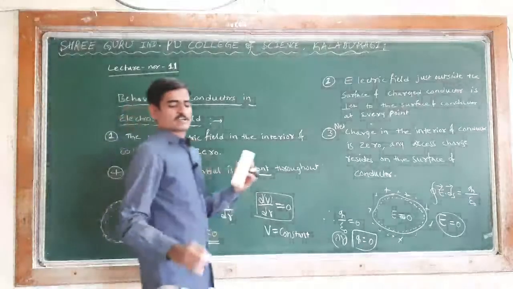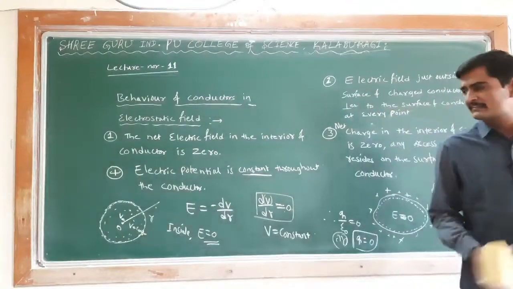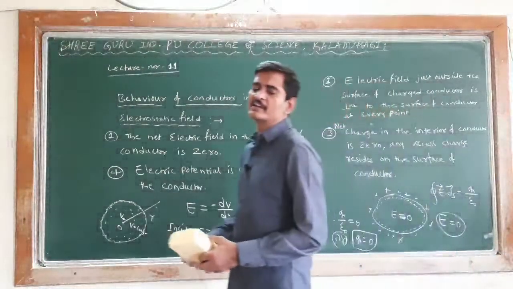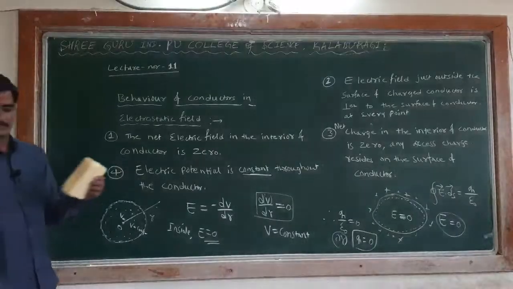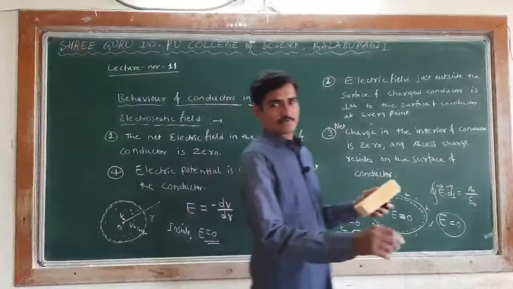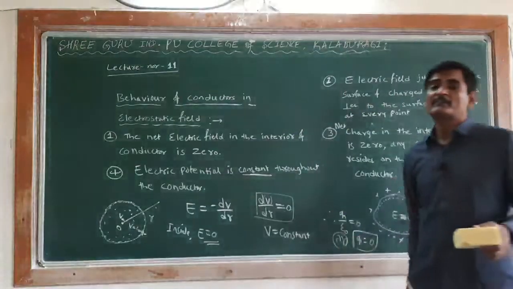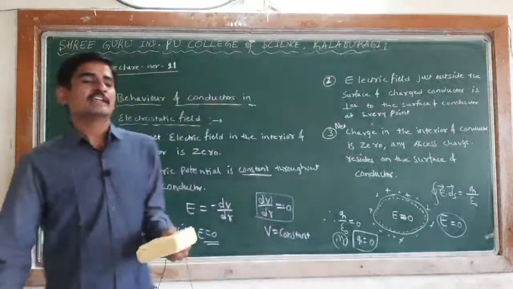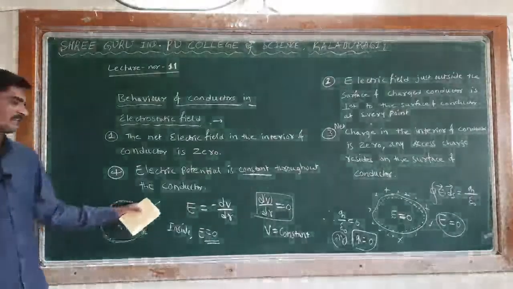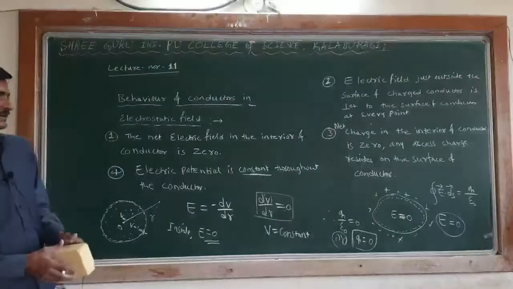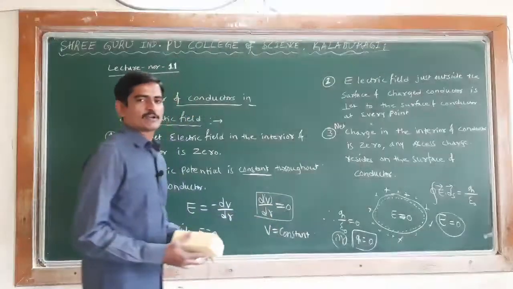But inside and on the surface of the conductor, the electric potential is constant. Hence, we can say that the surface of a charged conductor is an equipotential surface. Did you understand? Electric potential is constant throughout the surface of the conductor. Okay. So these are the few points that you have to study.